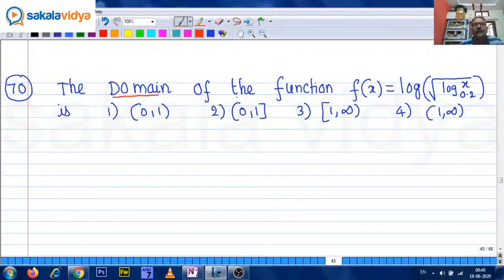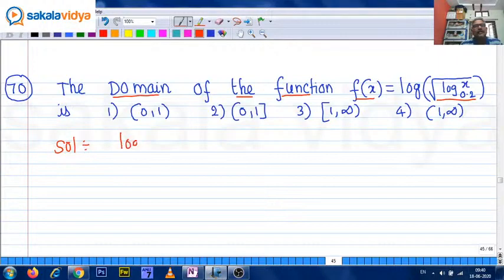Domain of the function f of x equals log of root of log x to the base 0.2. That means in order to define this root value, g of x must be greater than 0, but it should not be equal to 0, because root 0 is 0 and log 0 is not defined.